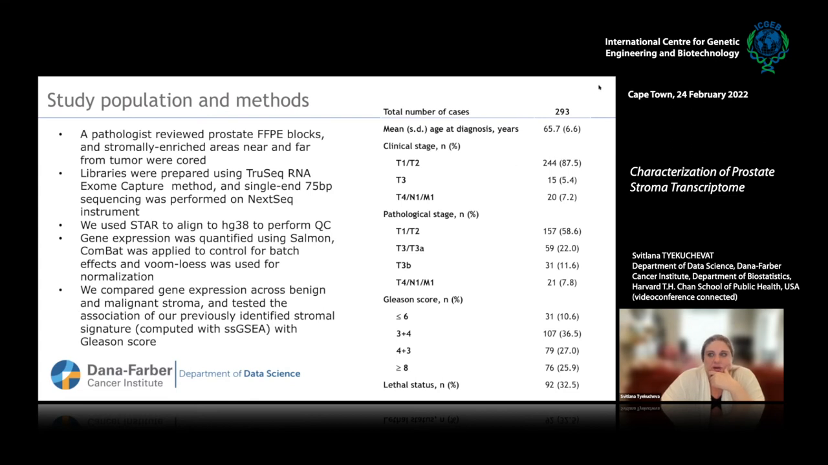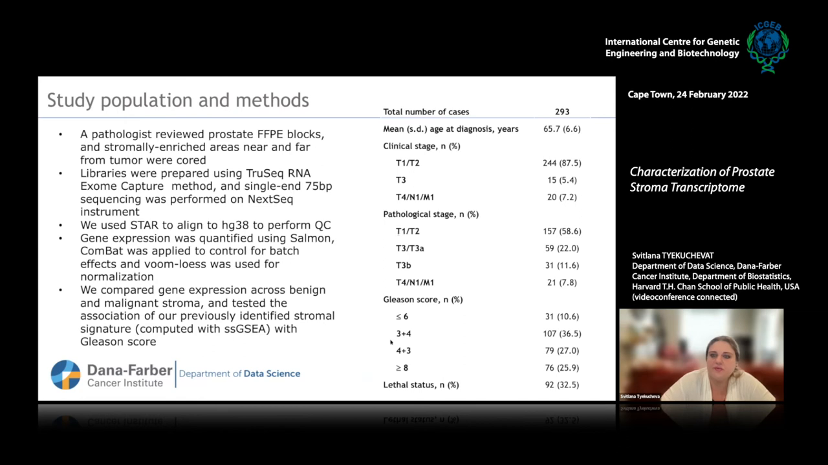The total number of cases was 293. This is the final number. We started with more cases. For some cases, we had both stroma adjacent to tumor and stroma adjacent to benign glands. The stroma adjacent to the benign glands was taken from a block that did not contain the tumor. It was actually very far away from the tumor.